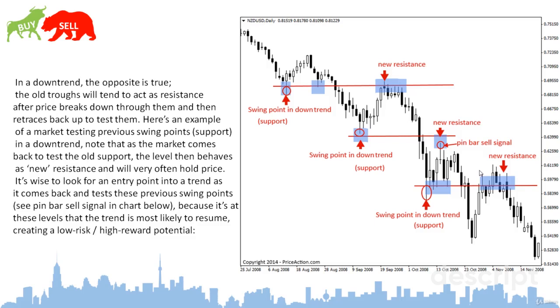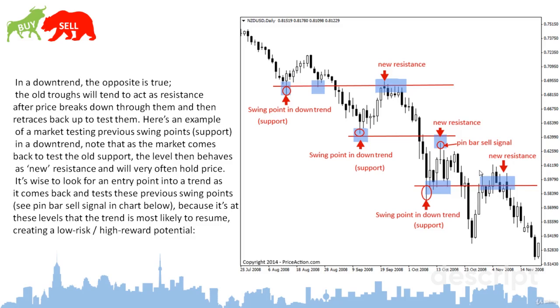Here's an example of a market testing previous swing point support in a downtrend. Note that as the market comes back to test the old support, the level then behaves as new resistance and will very often hold price. It's wise to look for an entry point into a trend as it comes back and tests this previous swing point. See the pin bar sell signal in the chart below, because it's at these levels that the trend is most likely to resume, creating a low risk, high reward potential.